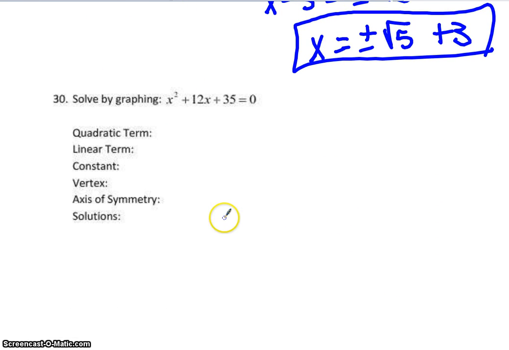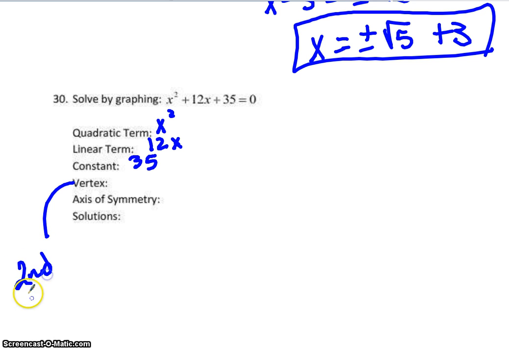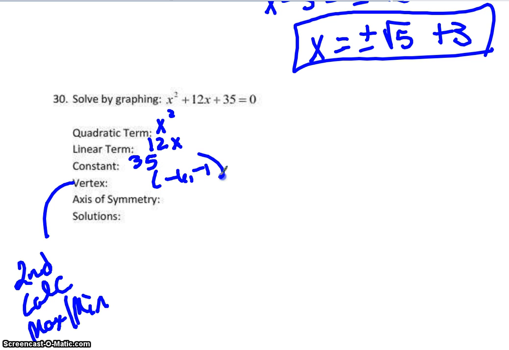Last one, number 30, the quadratic term is x squared. The linear term is 12x. And the constant is 35. If there had been a minus anywhere in here, you would need to include that sign. To find the vertex, you put it in y equals, and you do second calc and either max or min, depending on which one it is. This one is going to be a low point, so it would be a min. And when you did that, you would do second calc, min, get to the left or before the vertex, hit enter, get to the right, hit enter twice, and you would get negative 6, negative 1.